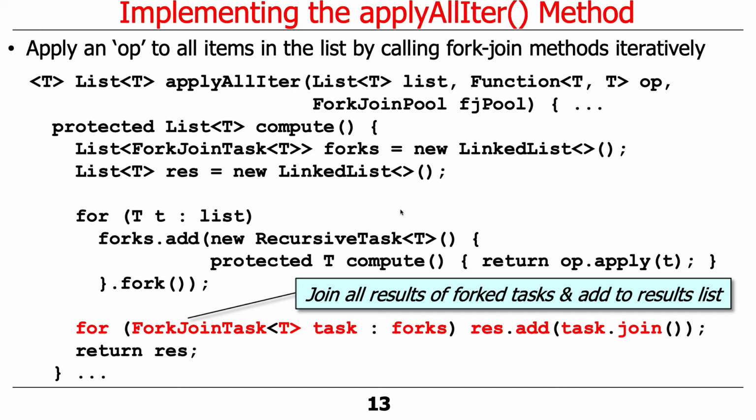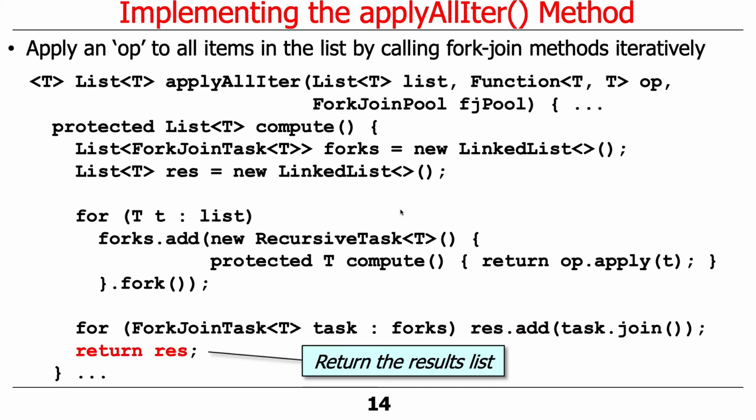And then after all the stuff has been set in motion, the originating thread here is going to go ahead and iterate through the forks list. And for every fork join task in the forks list, it's going to go ahead and join with that task, which will give the result back, right? Because that's what join does. It waits for the task to be complete, and it gets the result back. And it adds that result to the result list. And then, of course, when we're done, we return the results list as the result of this particular function.